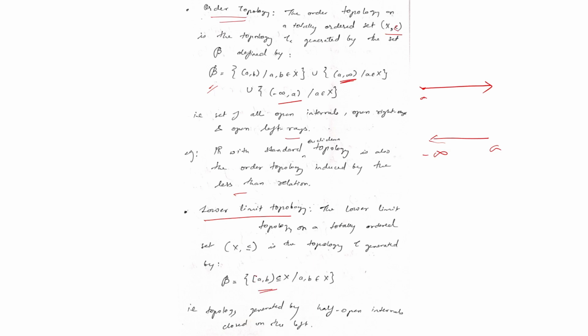Okay, where the elements will be of kind closed interval A to open interval B, that will be subset of X. Fine. So it will be closed from lower limit. That's why it is called lower limit topology. Fine. I hope it is clear.